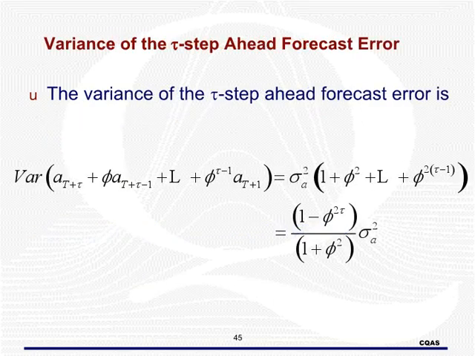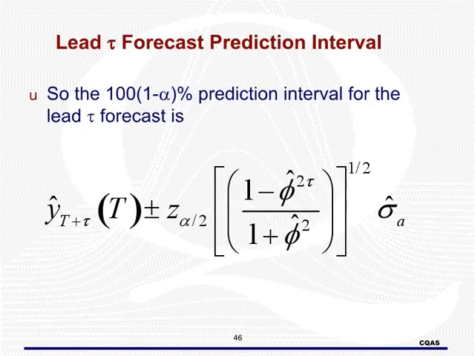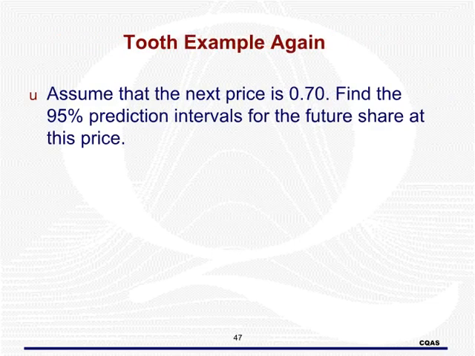So it follows that the variance of the tau-step ahead forecast error is given on the slide. The prediction interval for the tau-step ahead forecast is given on the slide. Now let's go back to the tooth example. Assuming that the next price is 0.7, let's find the 95% prediction interval for this situation.